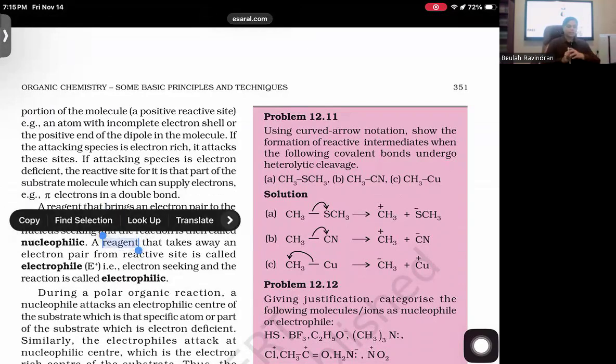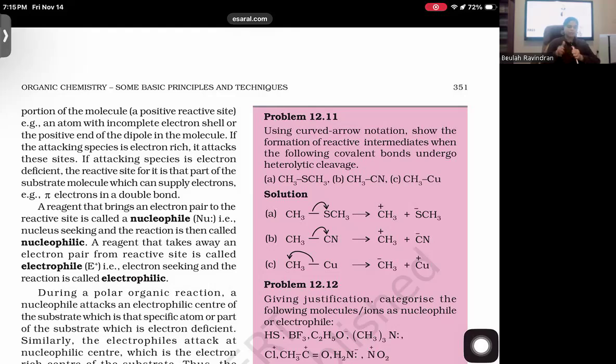If the attacking species is electron deficient, the reactive site for it is that part of the substrate molecule which can supply electrons, that is pi electrons in a double bond. I'll explain it again. An attacking reagent is a species that reacts with a substrate molecule and produces an intermediate, also a product. There are two types of reagents, electrophile and nucleophile.